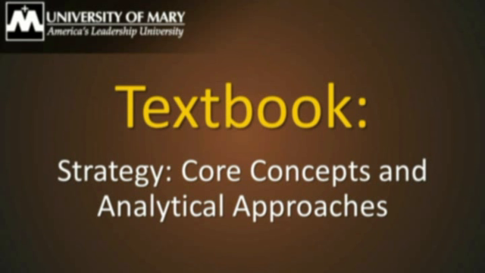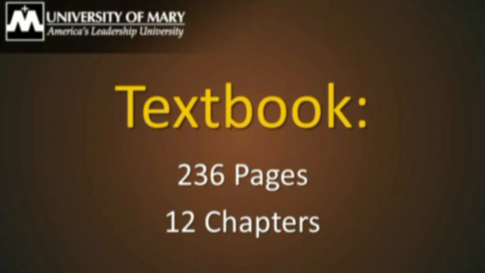The course reading will be based on a text entitled Strategy, Core Concepts and Analytical Approaches. The text is found on the Glo-Bus website and is included in your Glo-Bus registration fee. It consists of 236 pages divided into 12 chapters. Each week, 2 or 3 chapters will be assigned for reading.